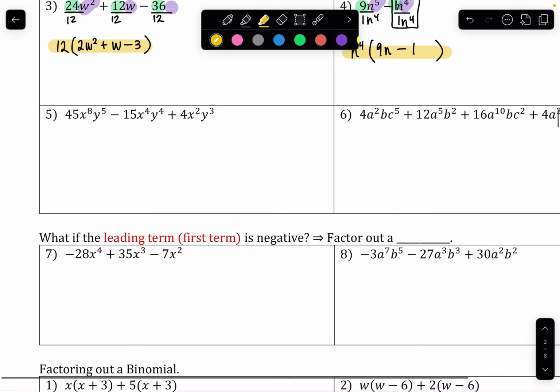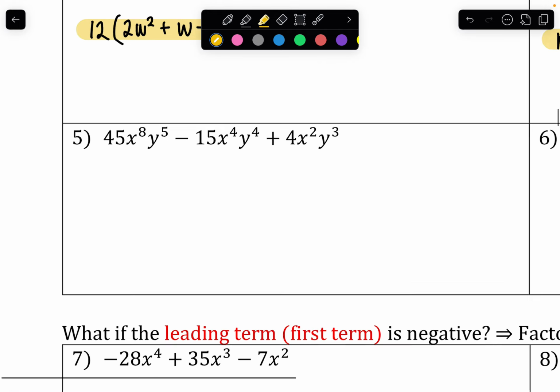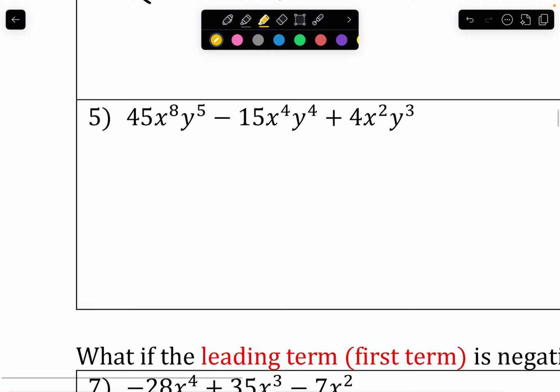Okay, so looking at these harder examples, we have two variables, but it's the same idea. Start with your coefficient. We have 45, 15, and 4.